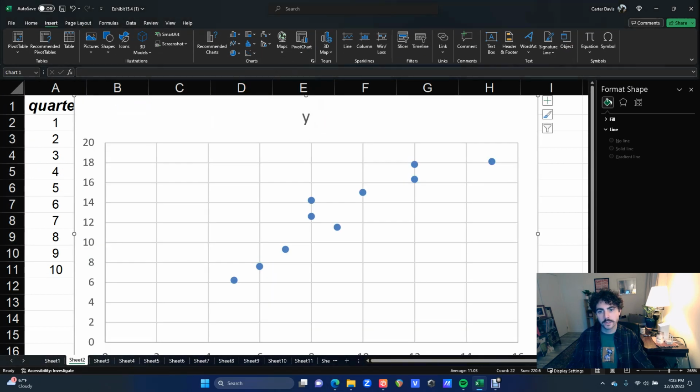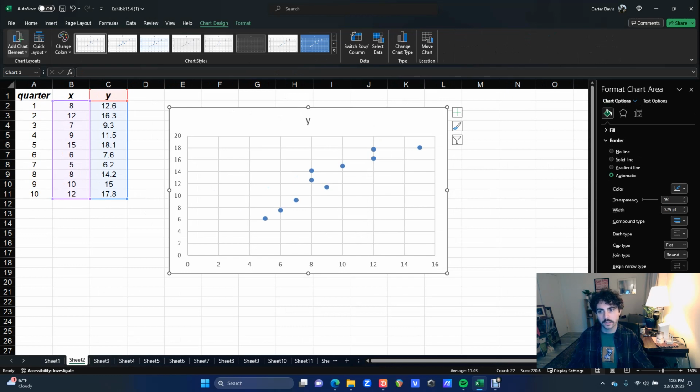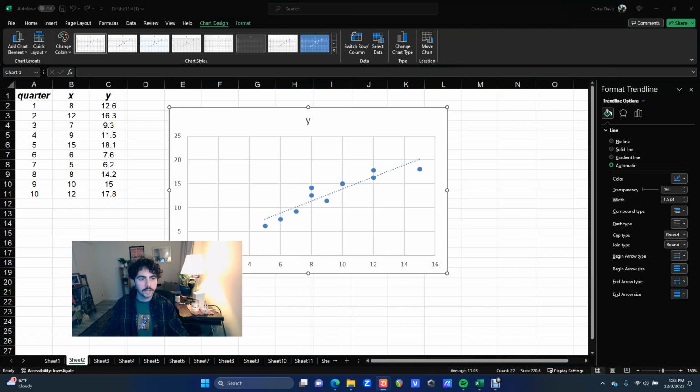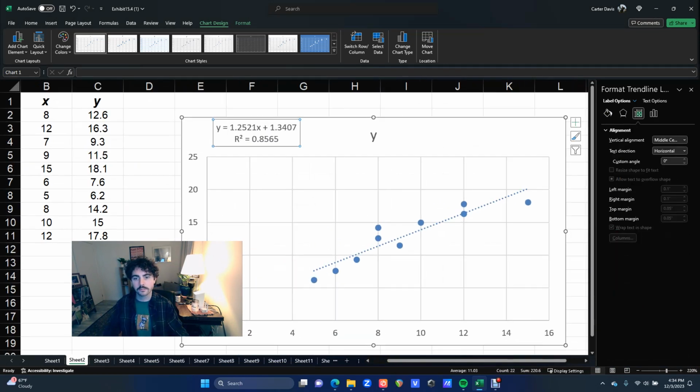So we highlight those, we get an insert scatter. We can see that these kind of have a linear relationship. So we're going to add chart element, go to trend line, more options. We're going to do a line of best fit. So display equation on chart for linear, display r squared. Now it's this r squared that we're going to talk about in just a moment.